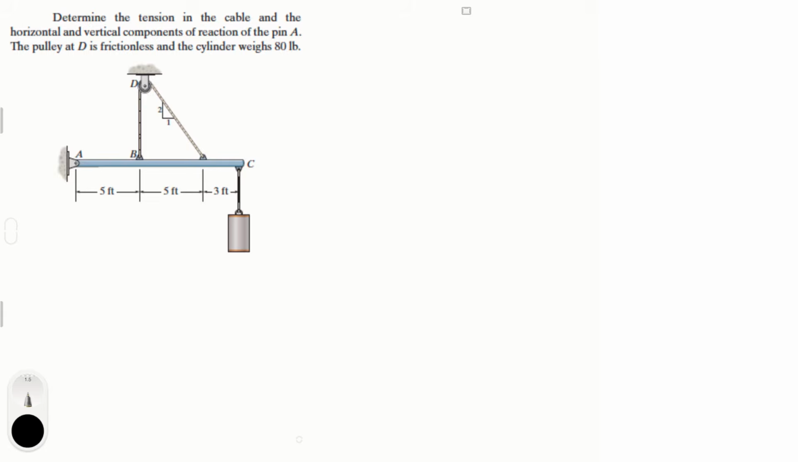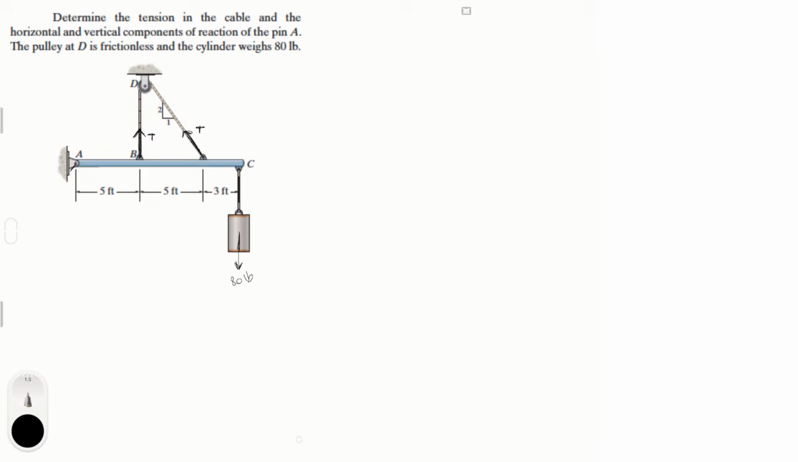Alright guys, this is the problem that says determine the tension of the cable and the horizontal and vertical components of reaction at pin A. The pulley at D is frictionless and the cylinder weighs 80 pounds. So this is 80 pounds. So we have this tension at B, and that is the same tension at this point right here.